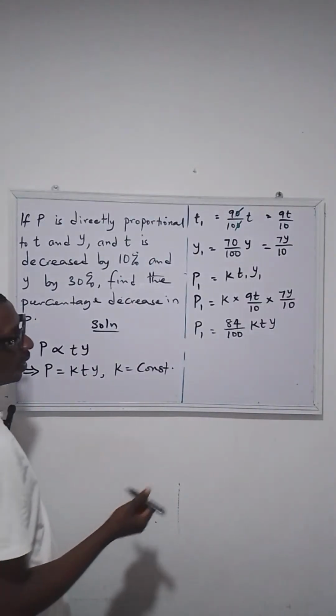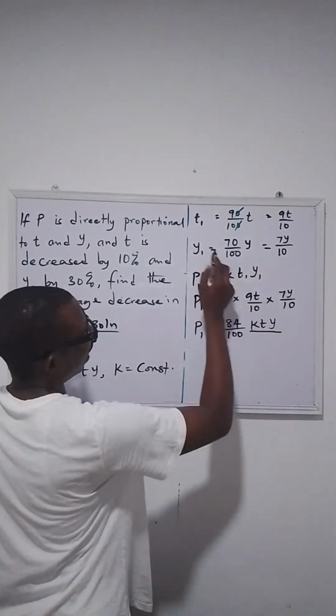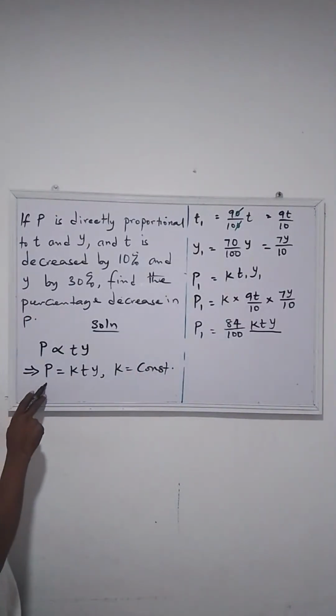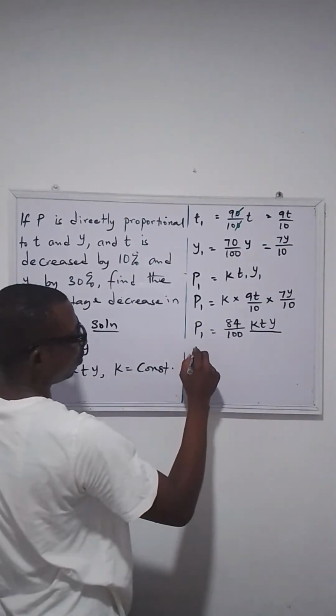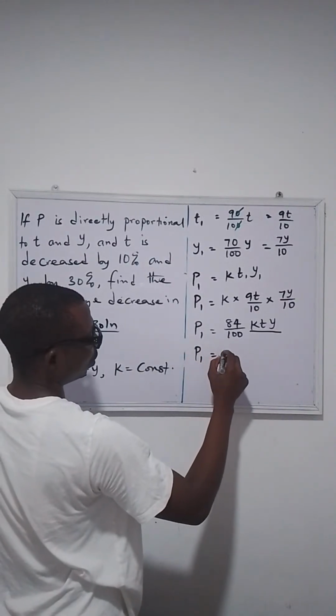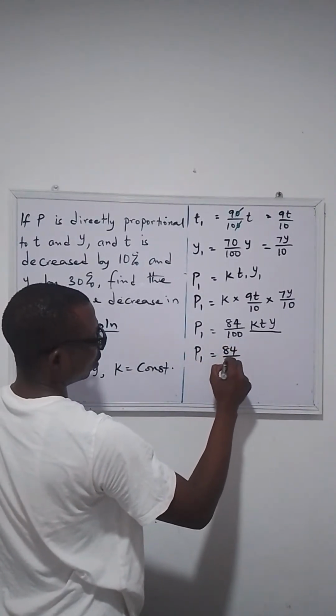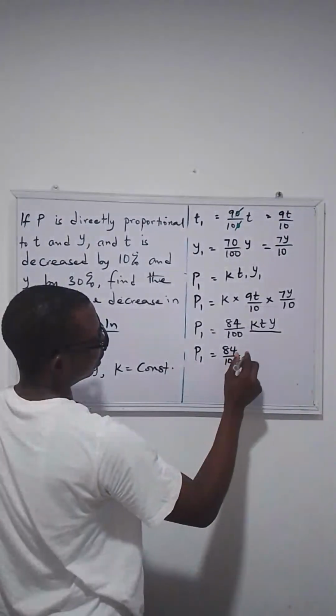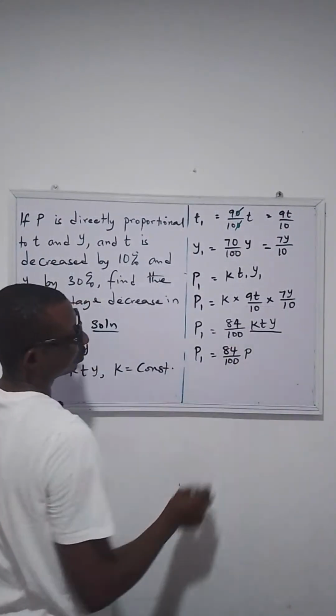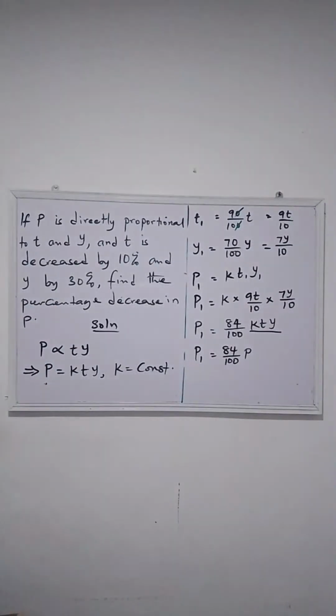All right, and don't forget, this is the same thing as P. So can we just plug in the value of P there? So that means we have P1 equals 63 over 100 P. All right, 63 over 100 P.